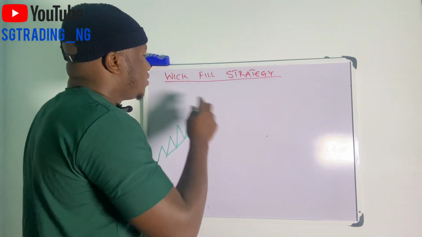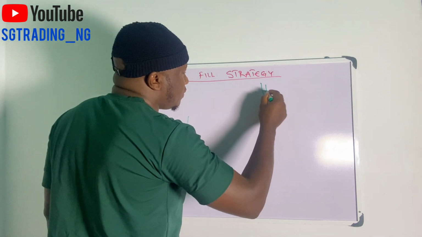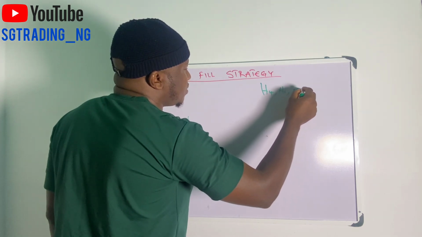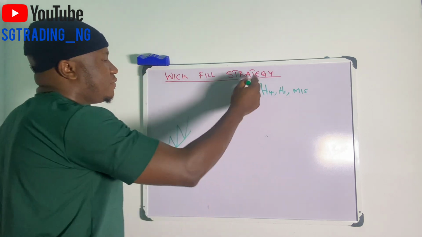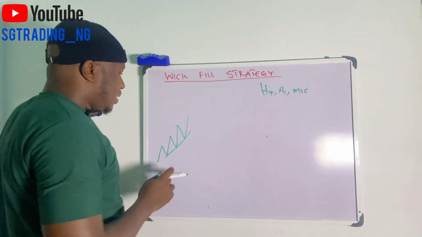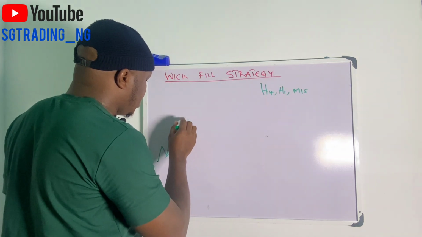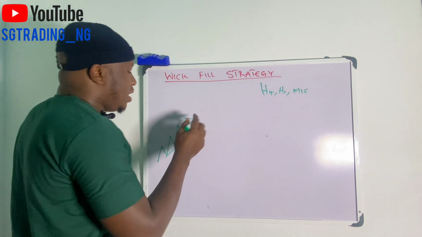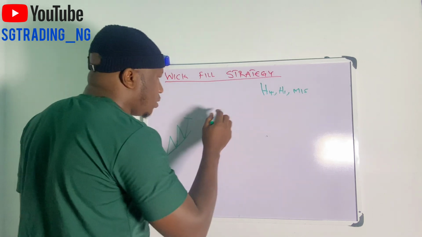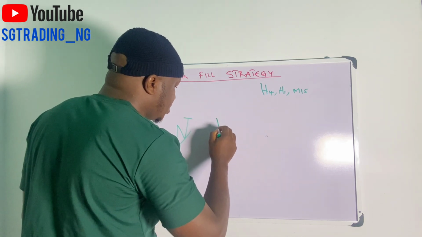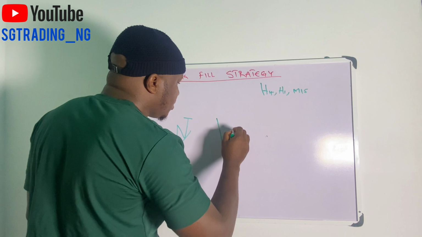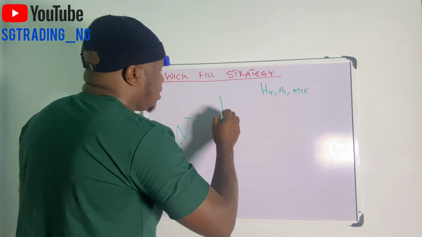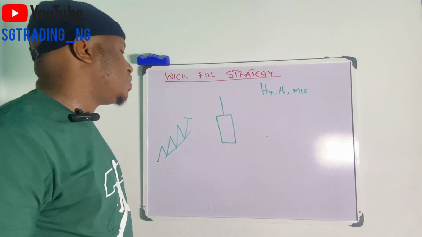Now, for this strategy, we will be making use of H4, H1, then M15. Okay, these are time frames. Now, let's say our market got to this point on H4. Let's say you meet the market at this point, and in this zone here on H4, there's a candle in this form. There's a very big candle with a long wick, something like this. I know most of you might have seen this kind of candle often.